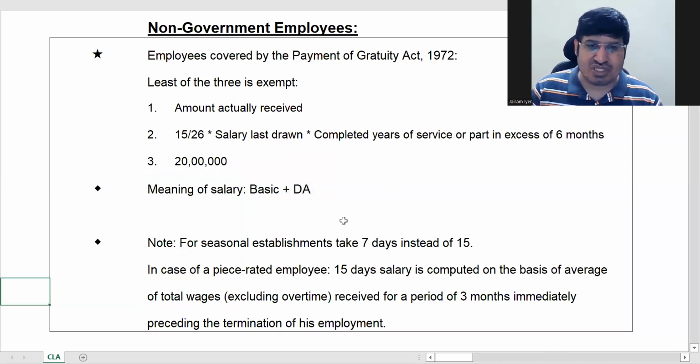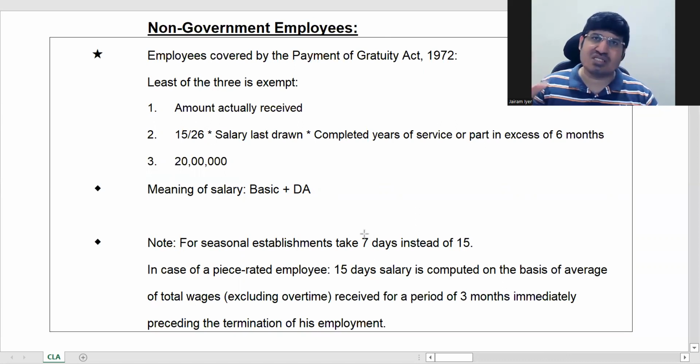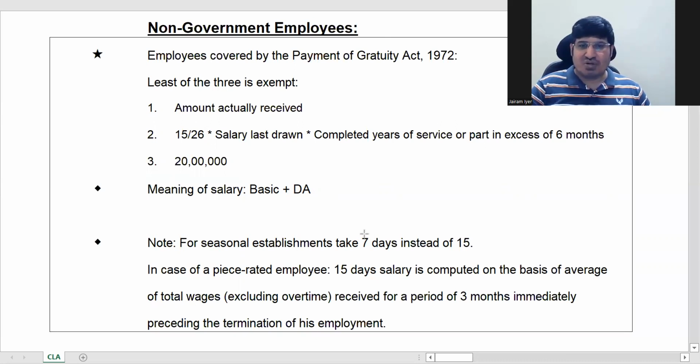Now, another thing you have to see is for seasonal establishments, which operate only in some seasons, like fruit business and all, correct? Fruits have their own seasons, mangoes and all. So in place of 15, just put 7. That's all. If seasonal establishment is given, same formula you have to use. Least of 3 will be exempt. In place of 15, just put 7. Okay, this is one thing.